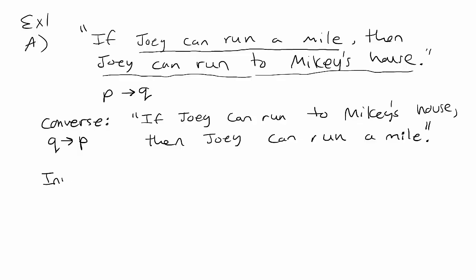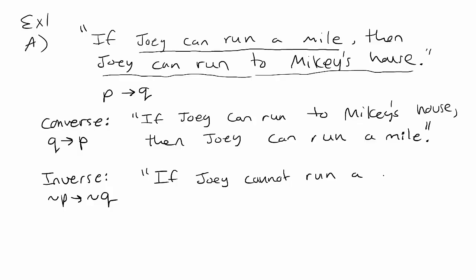Then the next one is going to be the inverse. This is where you just negate the P and the Q from the original conditional statement. So this is going to be if Joey cannot run a mile, then Joey cannot run to Mikey's house.